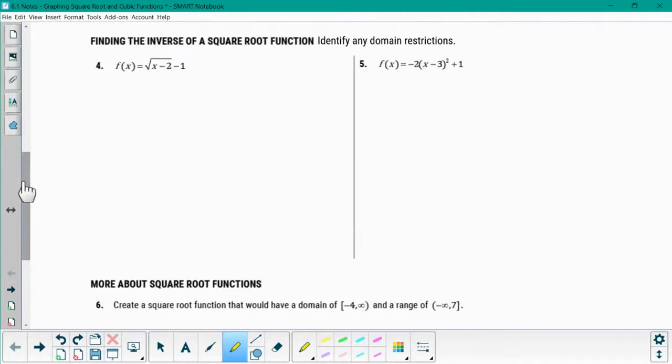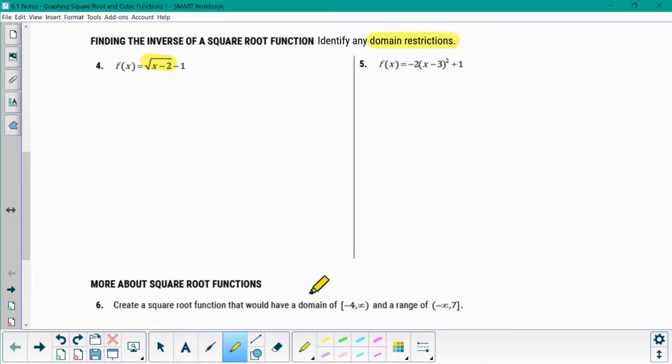Now let's review inverses. Something you might recall when we're working with inverses of a square root function is we have to identify domain restrictions. Anytime we start with a square root in our original function, there is a domain restriction that needs to be identified.